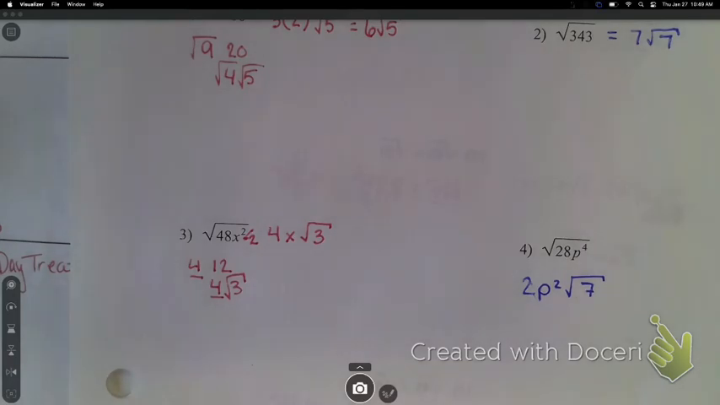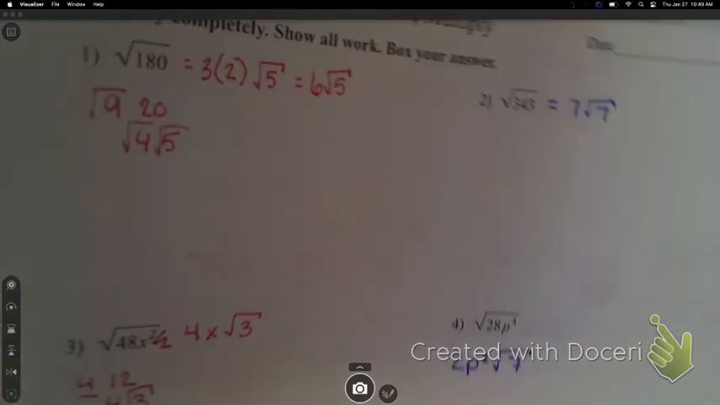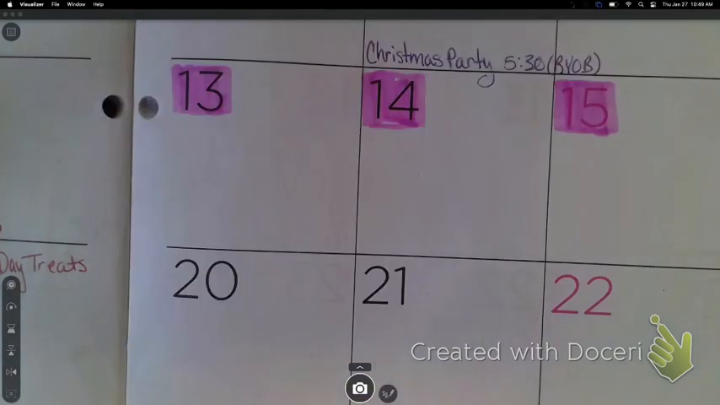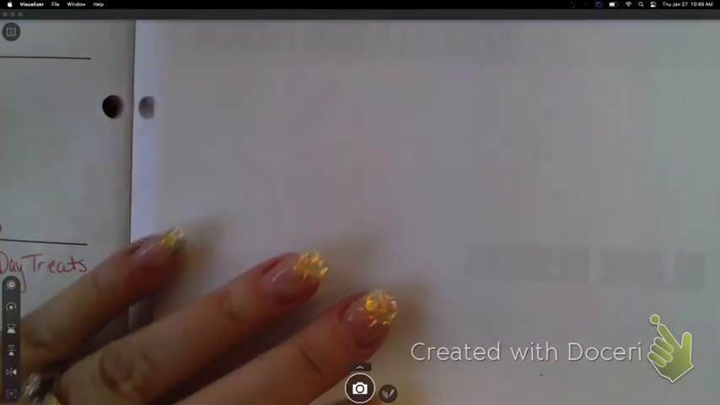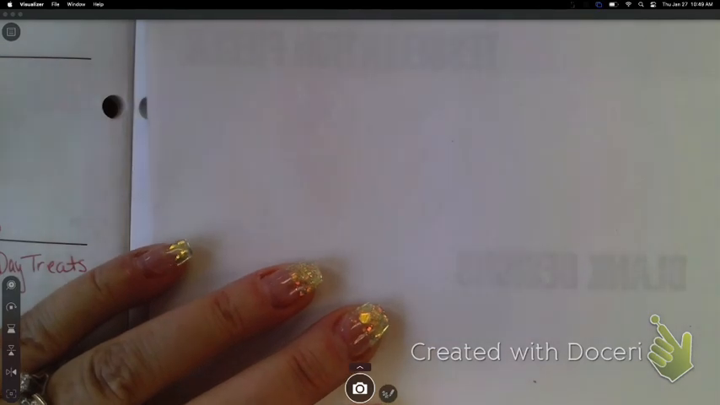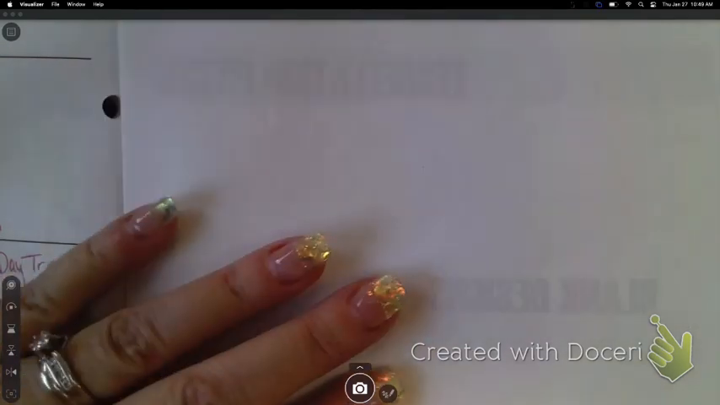1 through 8. You need one of those explained? 4? 3 and 4? We did 3 together. Never mind, I circled that one on there. Okay, so 4.